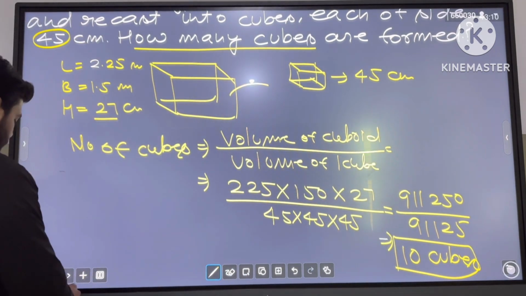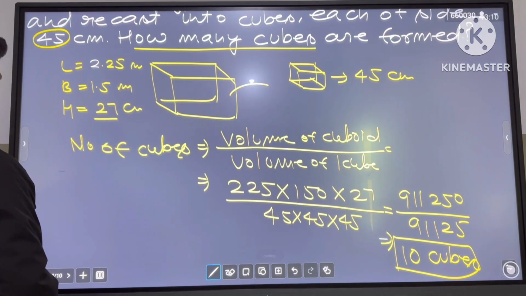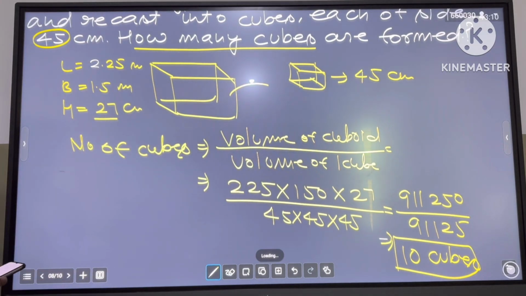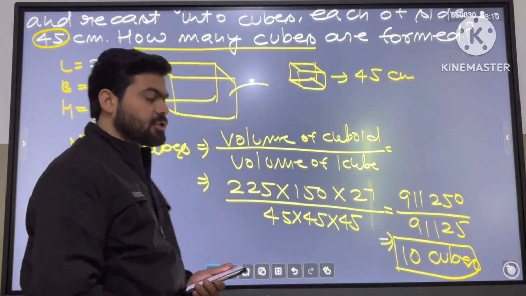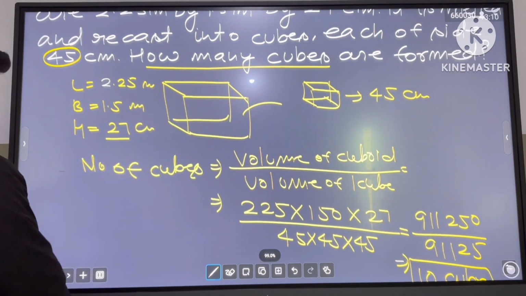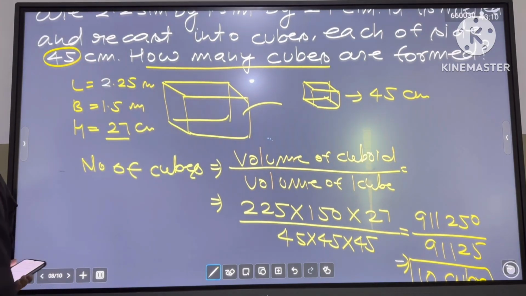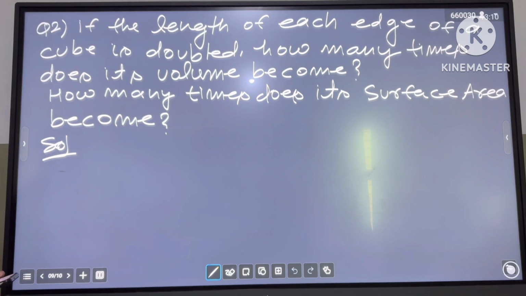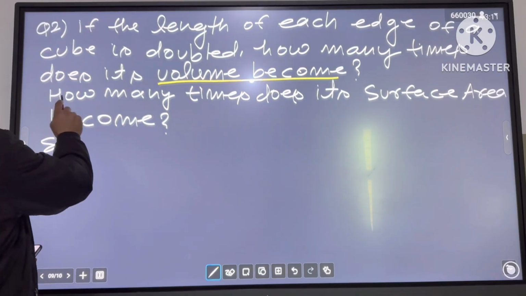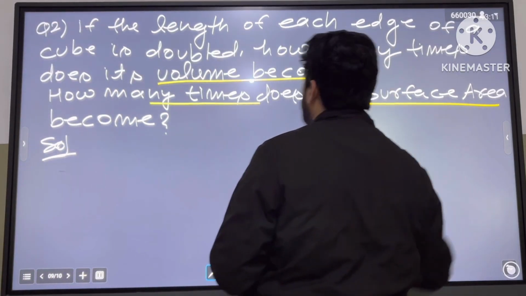Now let's do the next question. Wait a minute. This question is loading. Okay. Question number 2. If the length of each edge of a cube is doubled, how many times does its volume become? This is the first part. And the second part of this question is how many times does its surface area become?